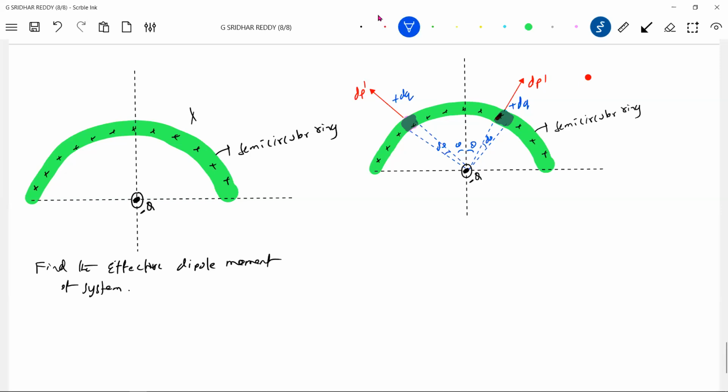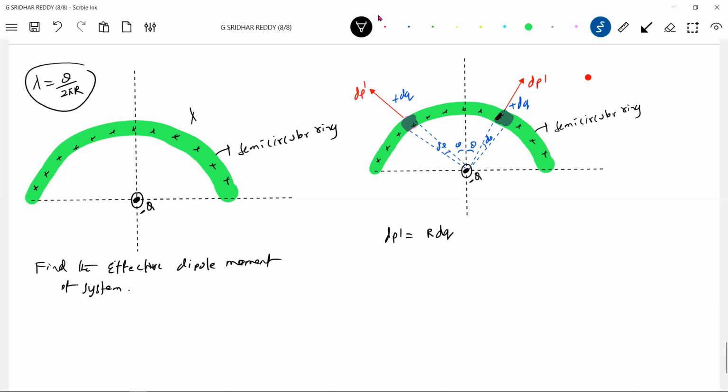Very simple. Don't get into trouble. So what is dp dash? First, let me define dp dash. dp dash should be equal to the separation between them, r, into dq. But the amount of charge is not the same, no? How can we define it? Actually, here I'll put a condition: q by 2 pi. Then only it is valid.